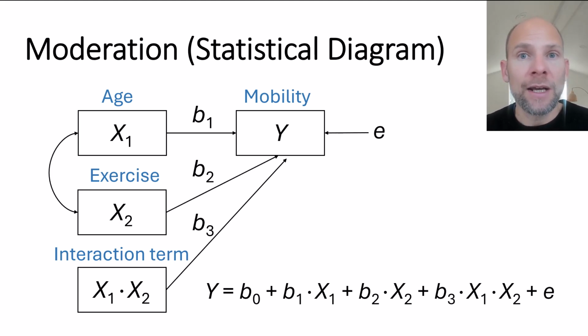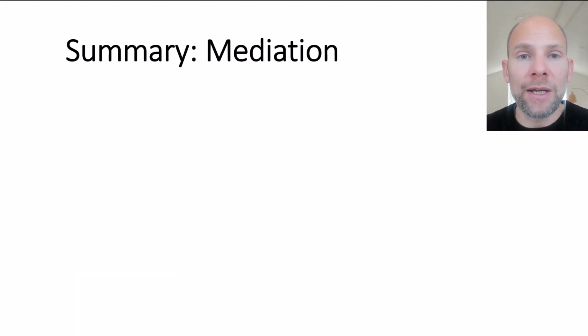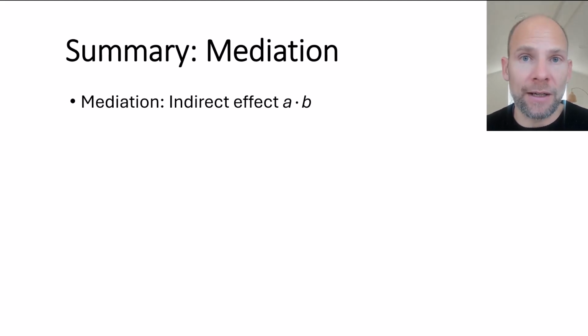We should look at the regression of mobility on age for different values of exercise in this case, to see how the relationship is different for different values of exercise. So in summary, a mediation effect is an indirect effect, and it's the product of two coefficients, or the product of more than two coefficients if you have a more complex mediation model.